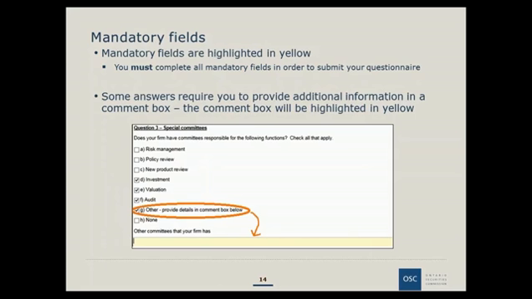All mandatory fields in the questionnaire will be highlighted in yellow, and you must input an answer in each mandatory field in order to submit the rack. Depending on your selection for a given question, additional fields may become mandatory. For example, in a multiple choice question, selecting the other option generally makes the comment box mandatory. In some cases, certain questions may no longer be mandatory based on your response to questions preceding it.